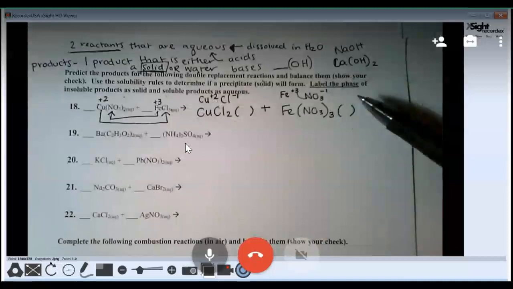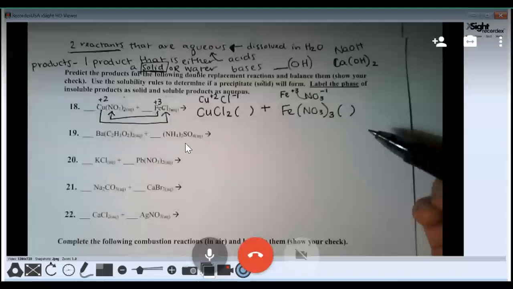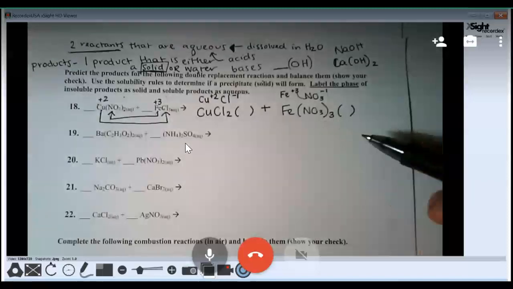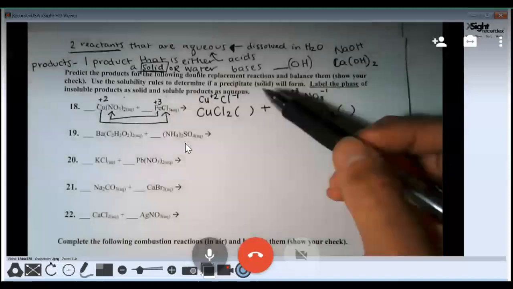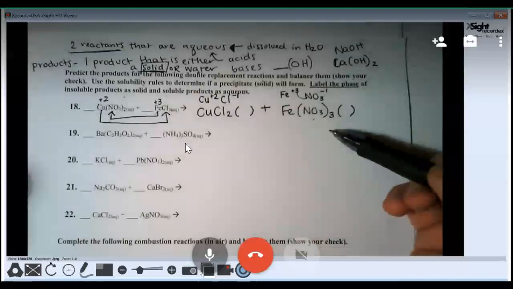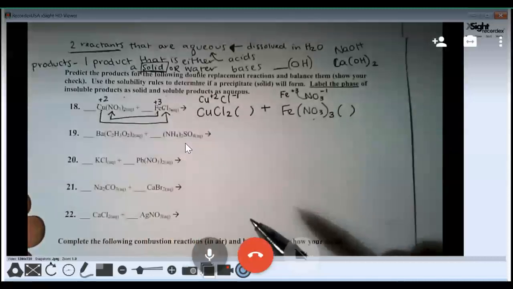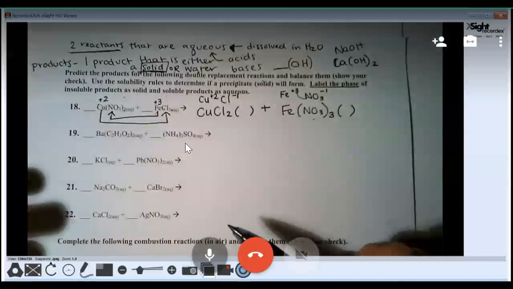And now the next step here, I like to balance next, so I don't forget to balance my equation. You could put the state symbols in next, but I always like to balance right after I predict my product, so that way I don't forget about balancing. So what's one thing that's out of balance here? There's a whole lot of things.